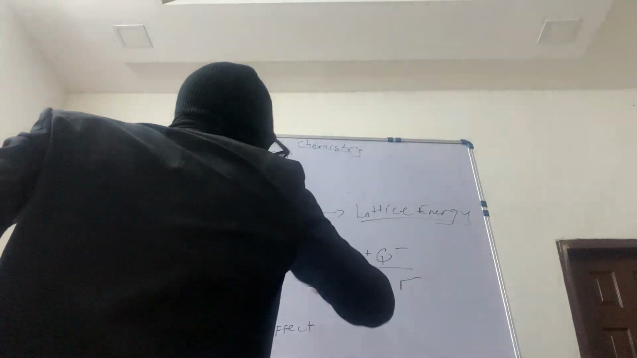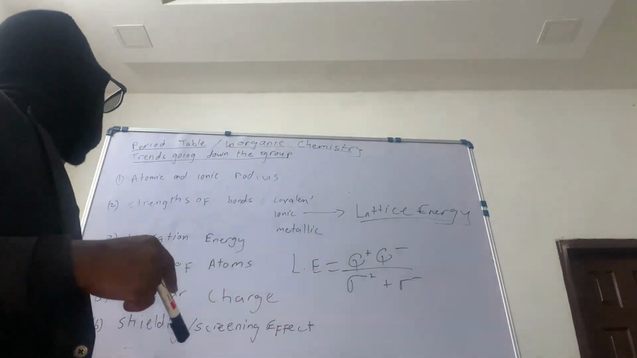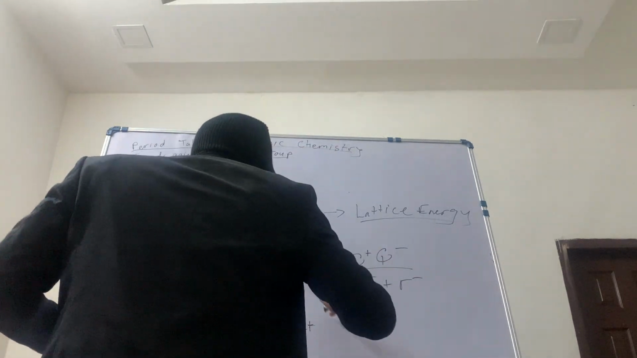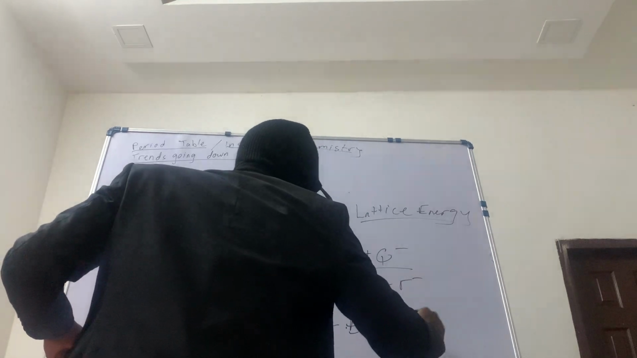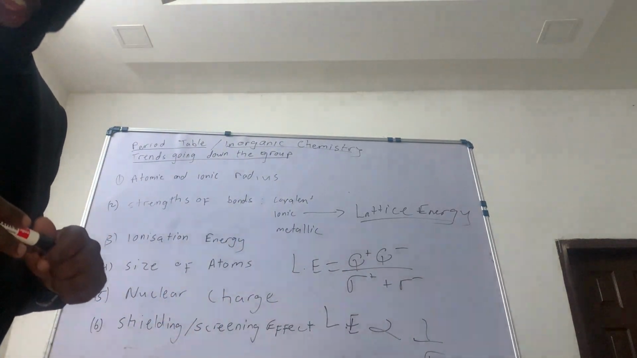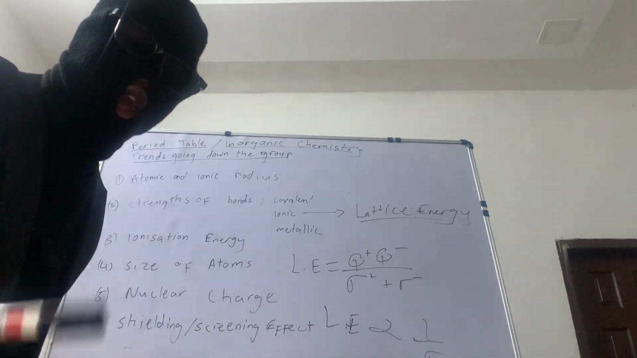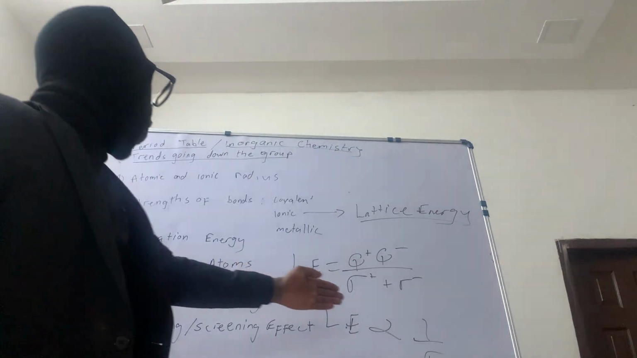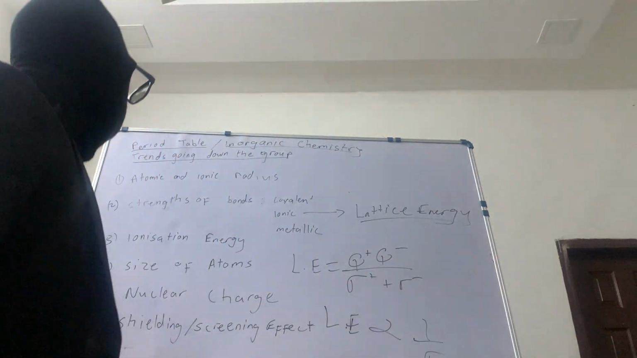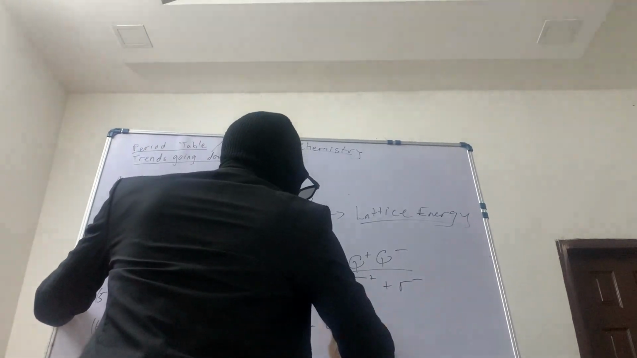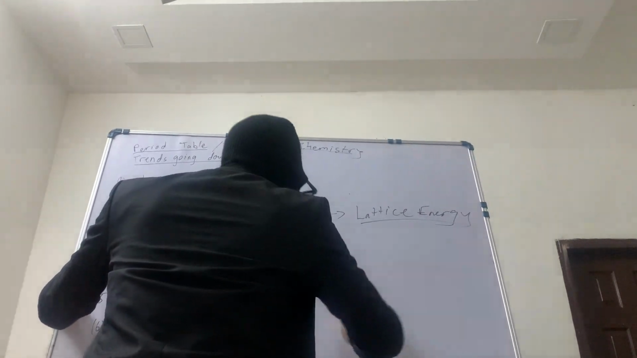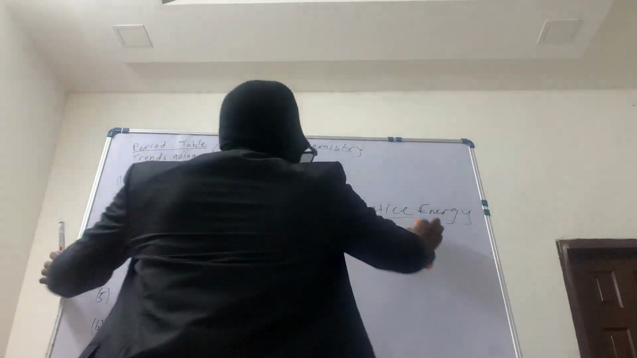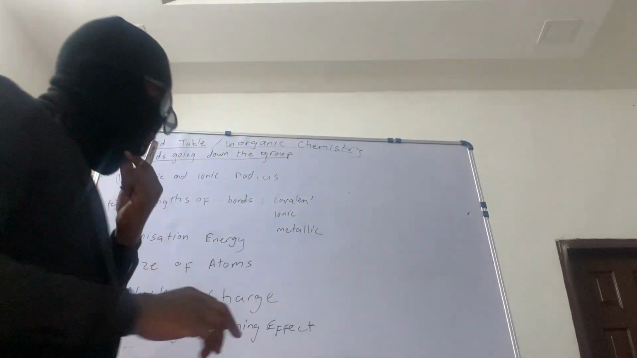So we go back again. As we go down the group, the atomic and ionic radius are increasing. You can see that lattice energy has an inverse relationship to the radius. So as we go down the group, there is an increase in the radius, and when the radius increases, the lattice energy decreases. Therefore, the strength of ionic bonds decreases as we go down the group, and we are going to move to the metallic bonds.